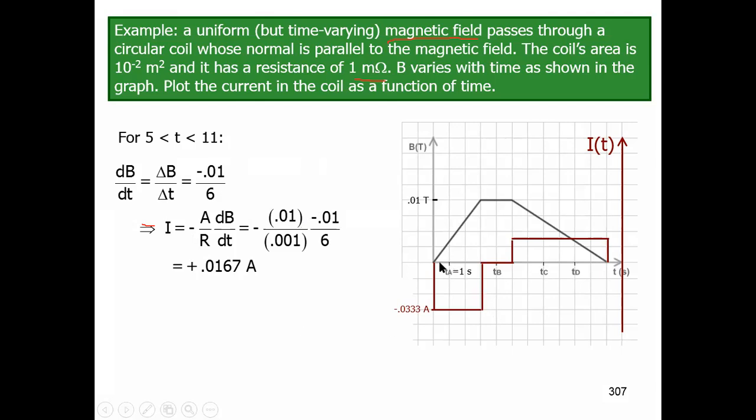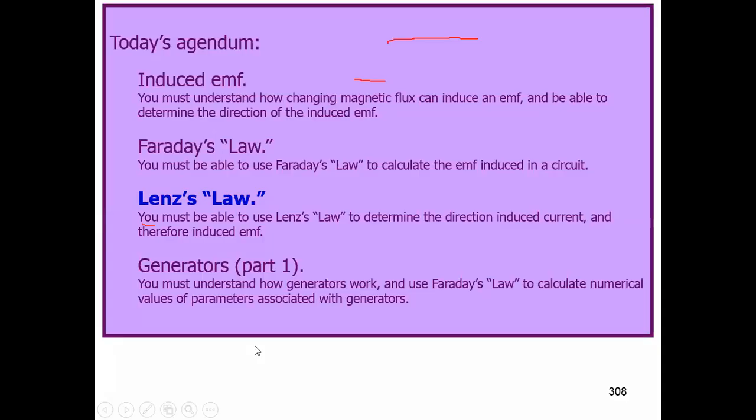So the current will be like this: starting from 0, it comes to minus 0.333, then this remains constant because the slope is 0, then again it is increasing, then again constant, and like this it will go on. Clear? Yes, sir.